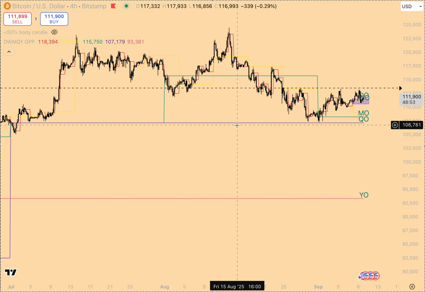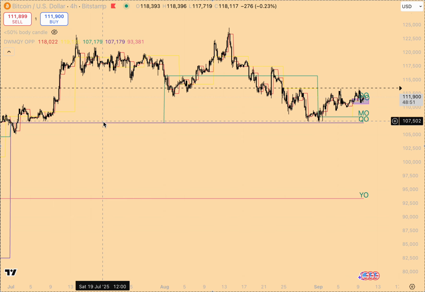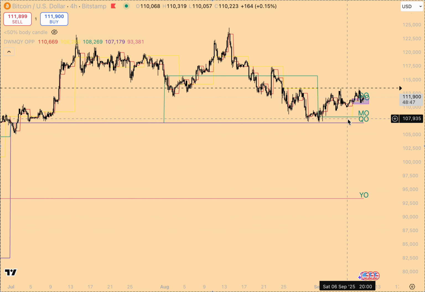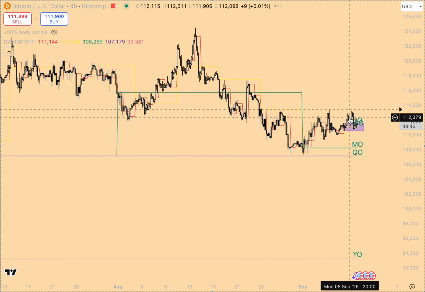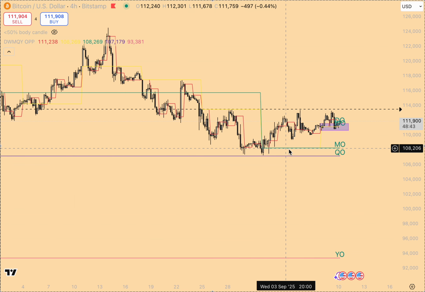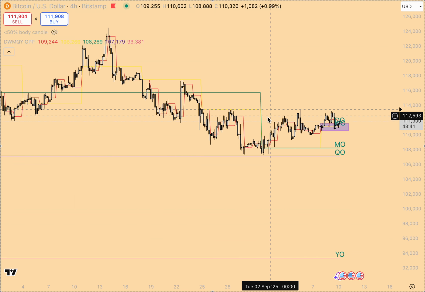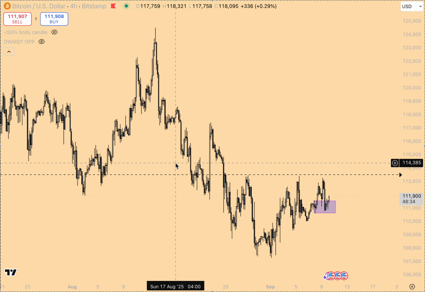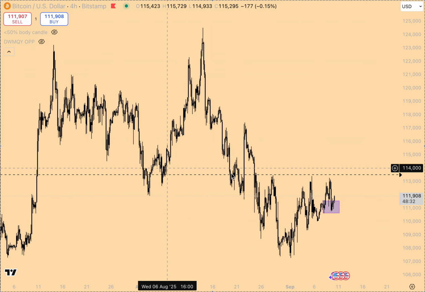So the only thing is, okay, we took out this liquidity. We didn't tap into the quarterly open, but we used the monthly open as support, which acted and pushed the market up higher and higher. And now we're just breaking fractal structure, but also we can see right here, this is a nice area of resistance, right?